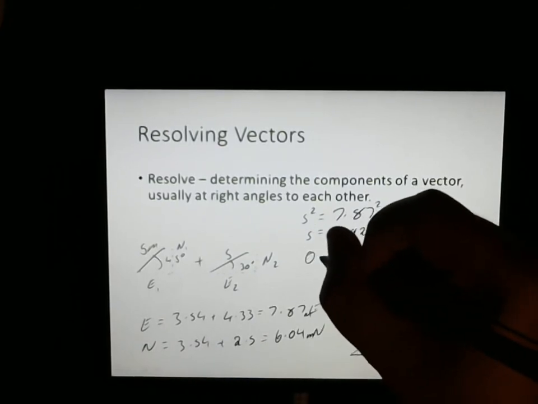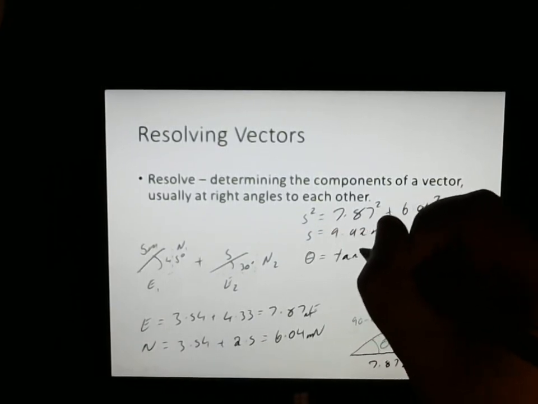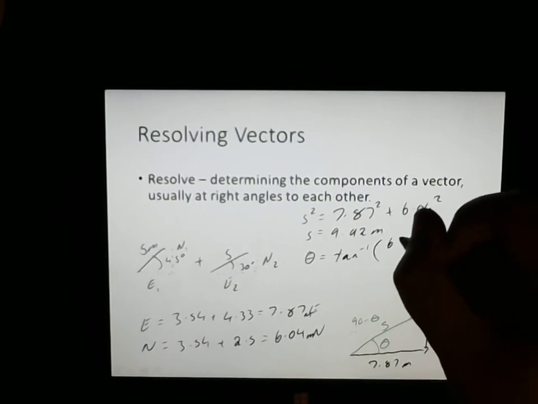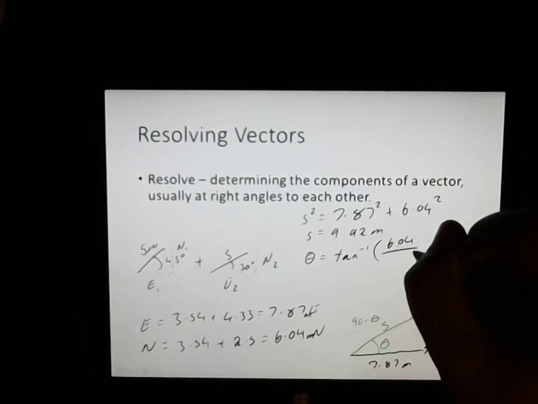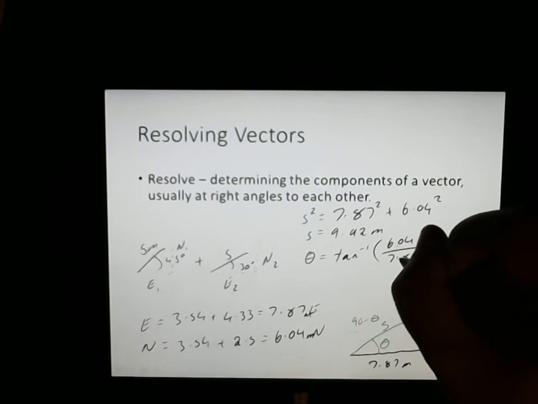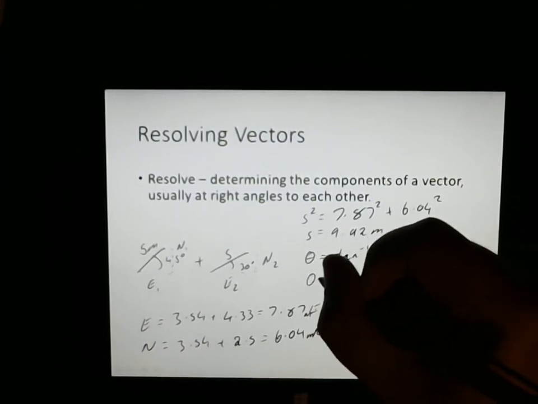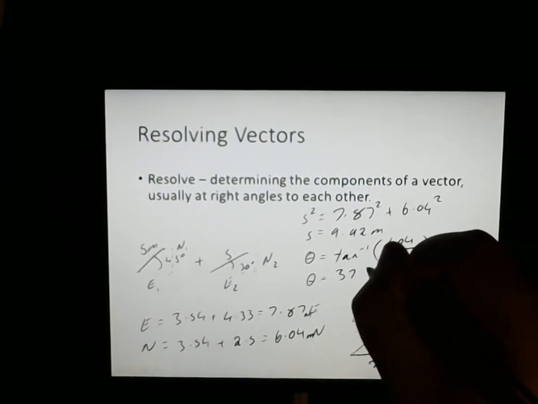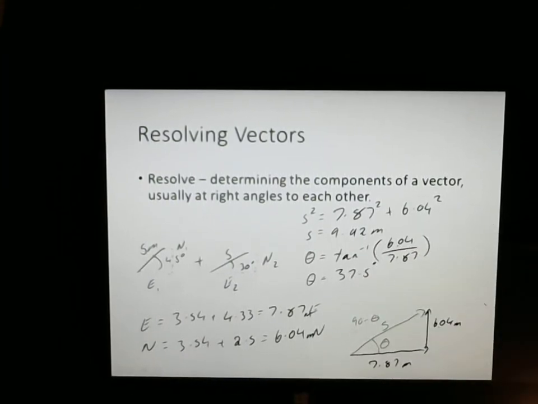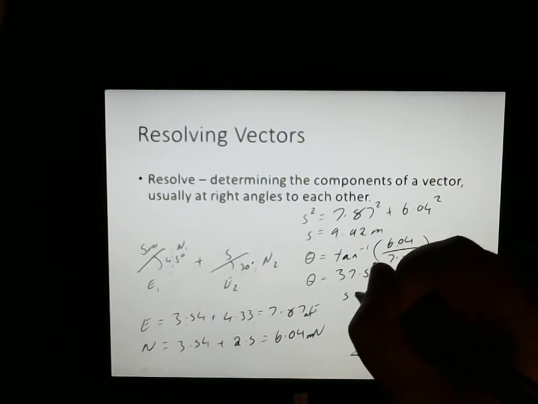We need to work out our angle. Now theta, I'm going to jump straight to the last process. Arctan of opposite 6.04 divided by 7.87. 6.04 divided by 7.87, and then take the arctan of this answer. Theta equals 37.5 degrees.